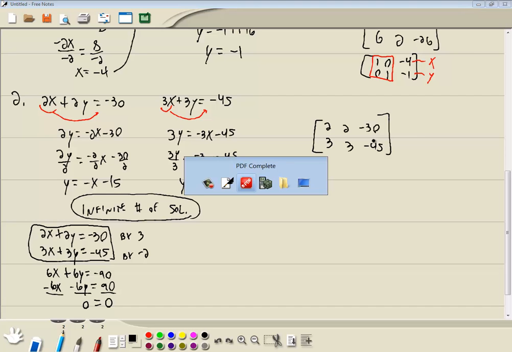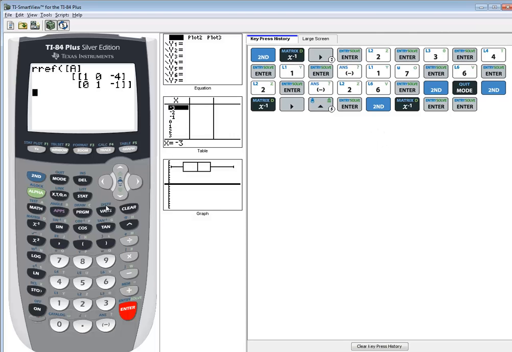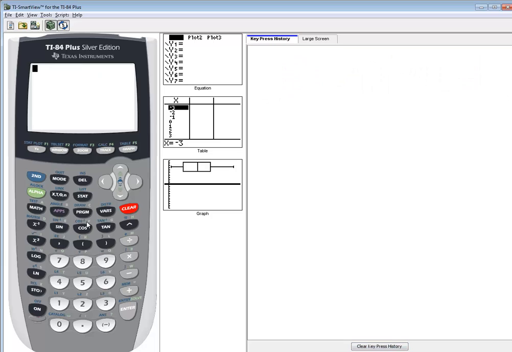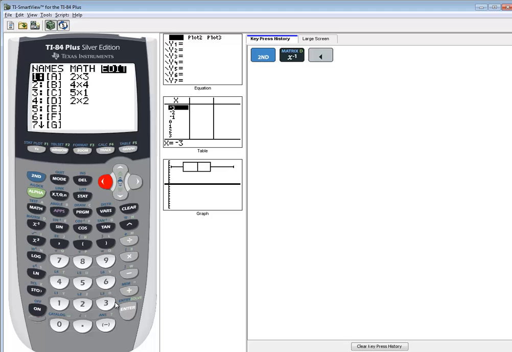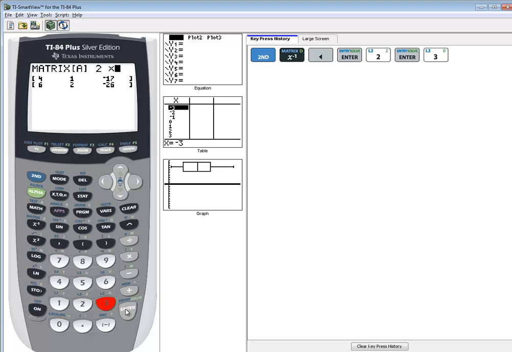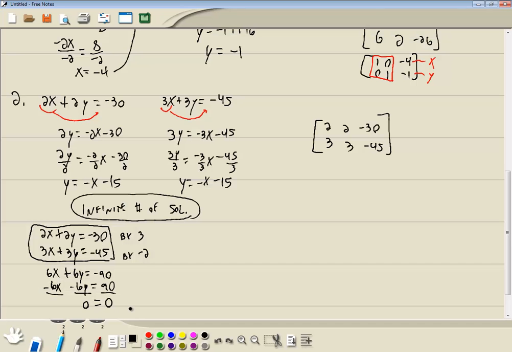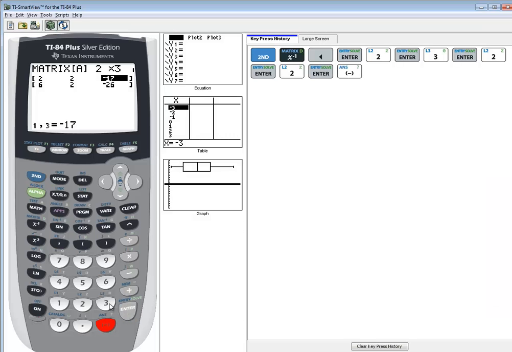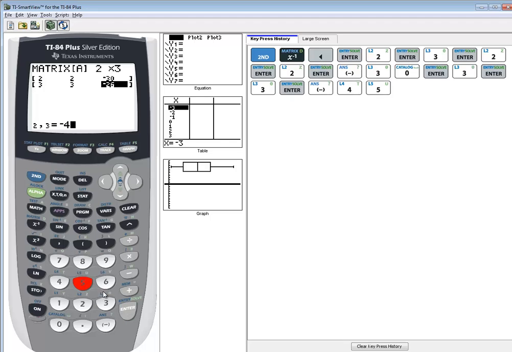So let's go ahead and put this in. So I got second x negative 1. Go over to edit. Enter on A. 2 by 3. So do 2 enter, 3 enter. Or you can just simply press enter on those numbers. 2 enter, 2 enter, negative 30, enter. 3 enter, 3 enter, negative 45, enter.